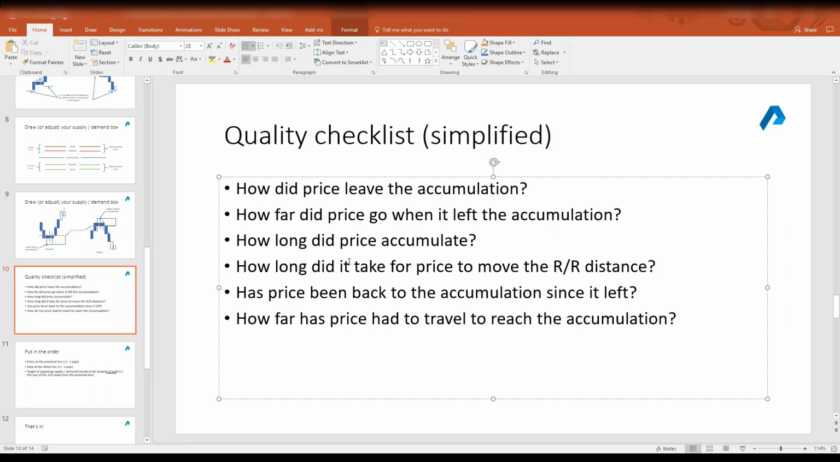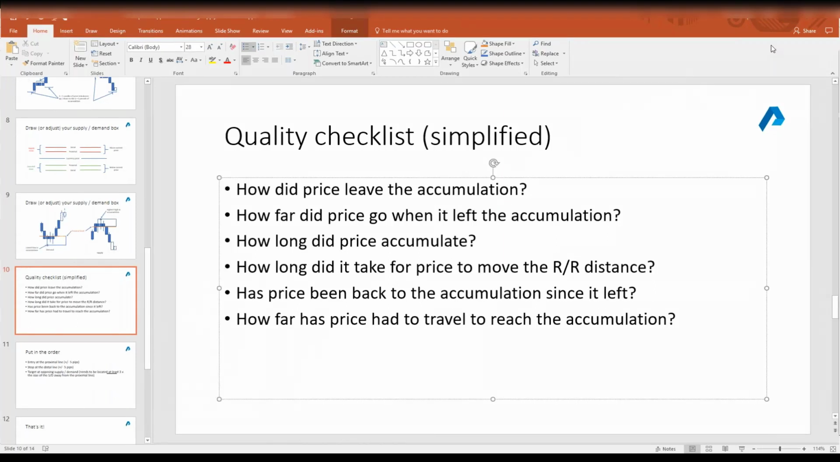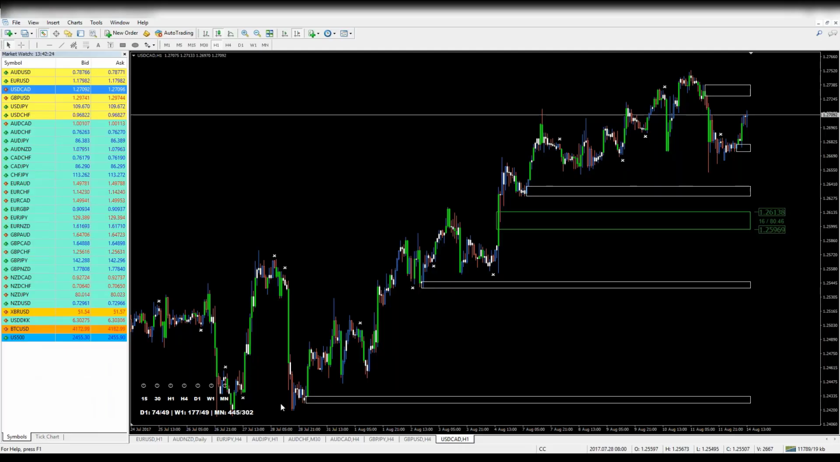Okay, if we have a look, has price been back to the area of accumulation since it left? If you look at this one, no, price hasn't. If you look at this one, price has actually not been back all the way here. This is actually a reaction to this. So this is actually not demand. Can you see why it's not demand? You can see it's not demand because price didn't manage to move away.